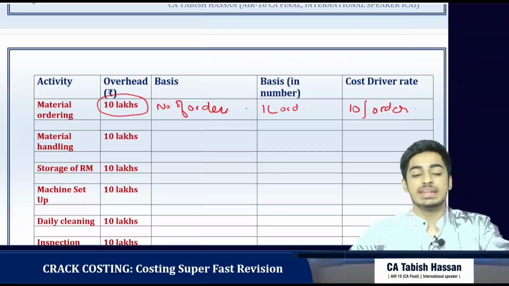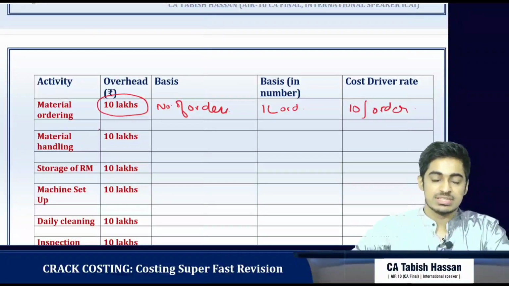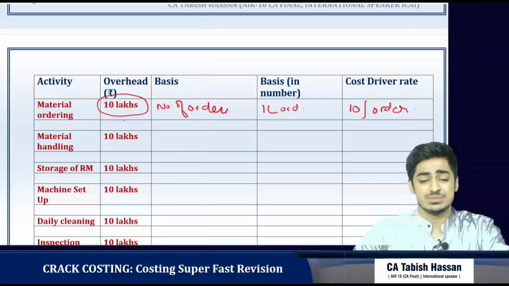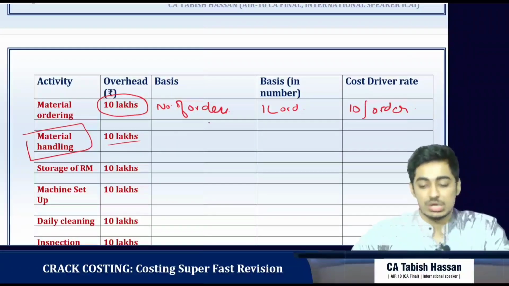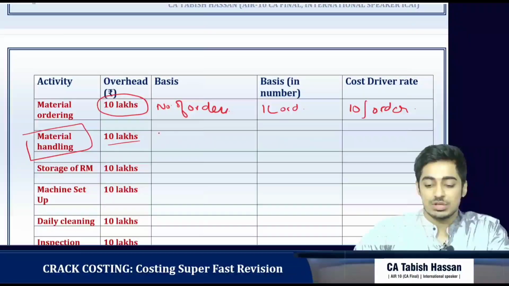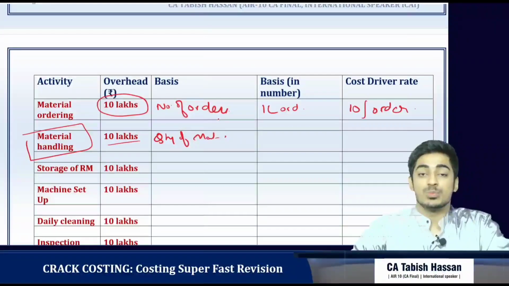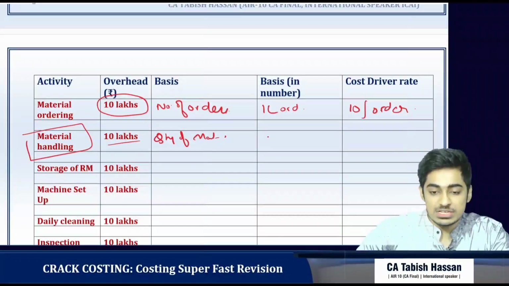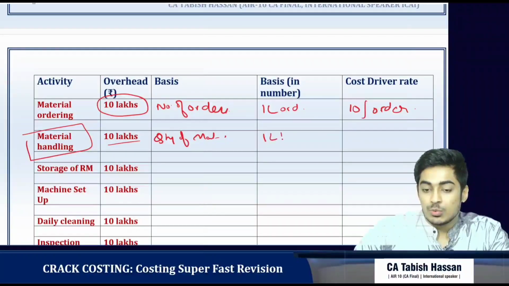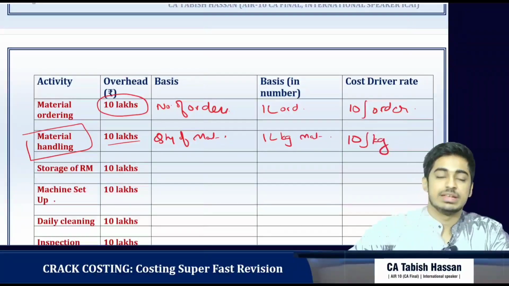Then we have the material handling cost. Again, I've kept the amount same just for simplicity. Suppose the material handling cost is 10 lakh rupees. What is it based on? It is based on quantity of material handled. If you've handled more weight of material, the cost would be more. If it's less, the cost would be less. Say for example, we've handled 1 lakh kg of materials. So it would again be rupee 10 per kg of material handled.